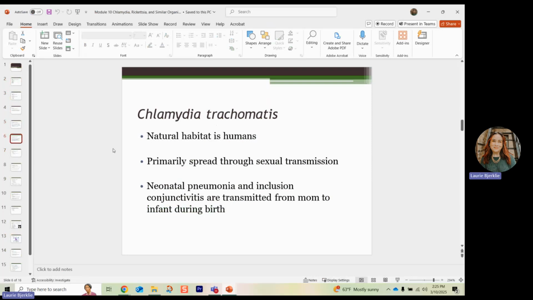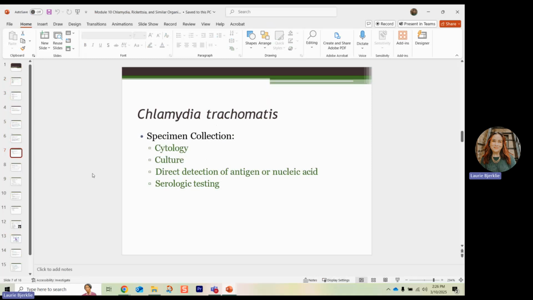Natural habitat is humans, again, spread through sexual transmission, and can also be spread congenitally, so upon giving birth as well. For specimen collection, ideally we are doing PCR testing here. We will swab the urethra, male and female, and test it, typically by PCR. A lot of times this is sent in for both gonorrhea and chlamydia on the same swab, and they test for both off the same swab when they're doing STI screening. We can do some other serologic antibody antigen testing, but most places just use PCR.